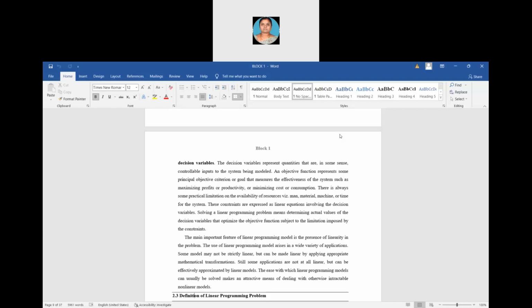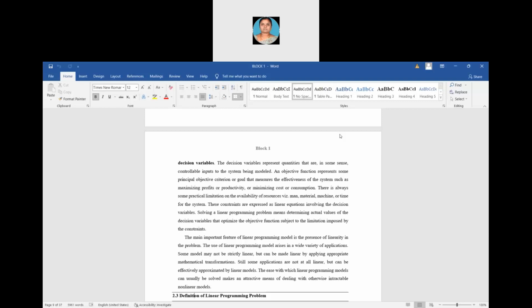So this point is very, very important here. That is, solving the linear programming problem means you have to find the value for the decision variable. So already we told you that decision variable means only x, y, z or alpha, whatever may be, from A to Z. You can express in any variable. So if you are finding the value for the decision variable, that will optimize the objective function, and that is the solution for the given linear programming problem. So the limitations imposed by the constraints.